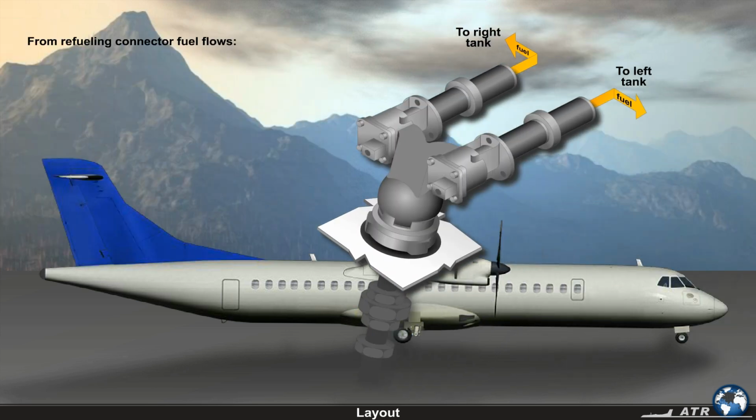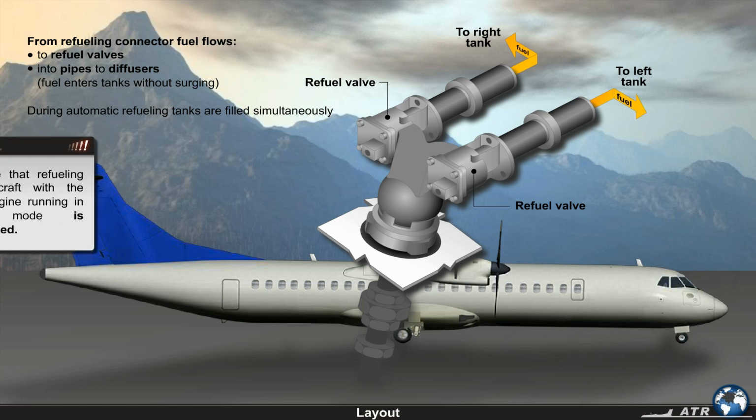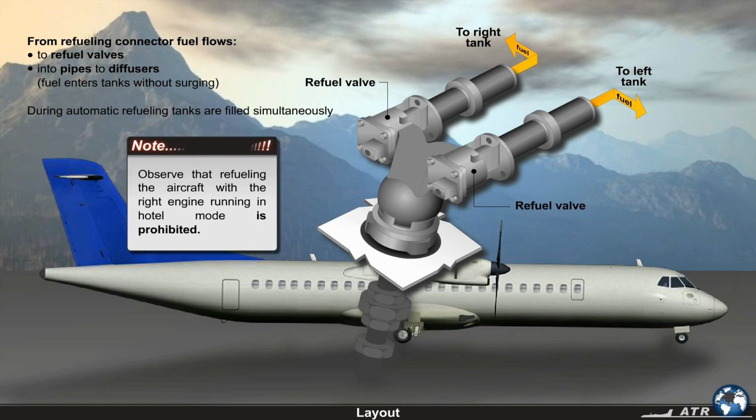From the refueling connector, the fuel flows to the refuel valves and then into pipes to diffusers, which allow the fuel to enter the tanks without surging. During automatic refueling, the tanks are filled simultaneously. Observe that refueling the aircraft with the right engine running in hotel mode is prohibited.